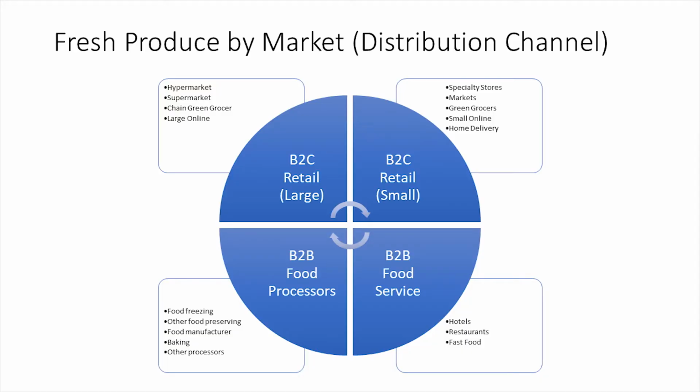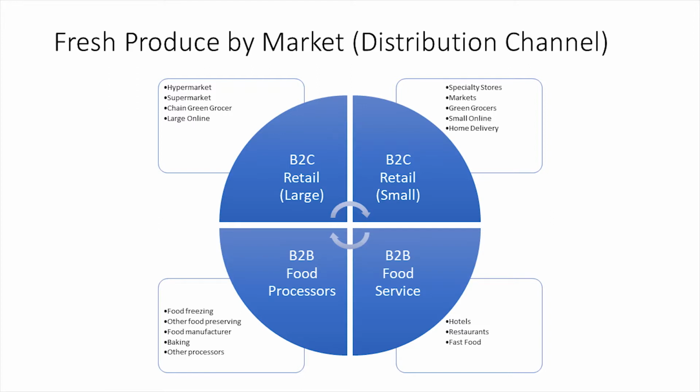This graphic shows 4 major fresh produce segments based on distribution channel. In this case, business to customer and business to business. The upper 2 segments are large and small retailers, which are different enough to warrant their own segments. The large retailer segment represents hypermarkets, supermarkets, chain greengrocers, and large online retailers. The small retailer segment includes specialty stores, farmers and street markets, greengrocers, small online retailers, and small home delivery specialists.